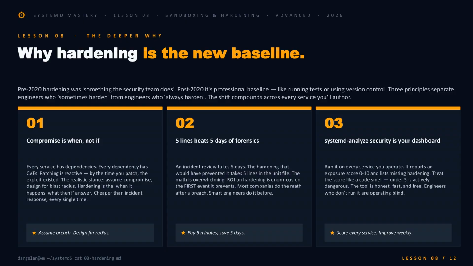So step back from the directives for a moment and ask why this is now baseline. 3 principles. 1. Compromise is when, not if. Every dependency carries CVEs. Patching is always reactive, so you design for blast radius up front. 2. 5 lines in a unit file beats 5 days of incident forensics, and the ROI lands on the very first event you prevent. 3. systemd-analyze security is your dashboard, a free 0 to 10 exposure score on every service. Anything over 5 is actively dangerous, and engineers who don't run it are operating blind.